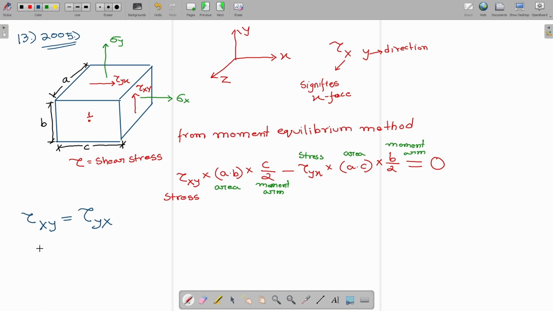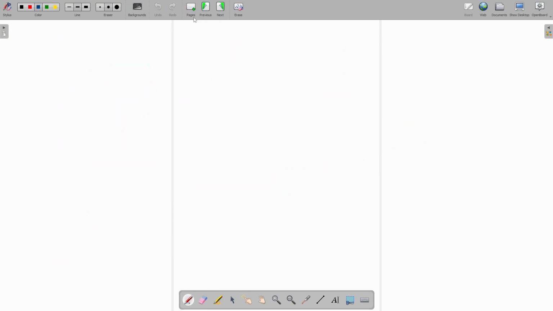So in general, we can say tau mn is equal to tau nm. Okay, now what? Now we are going to write the stress matrix.